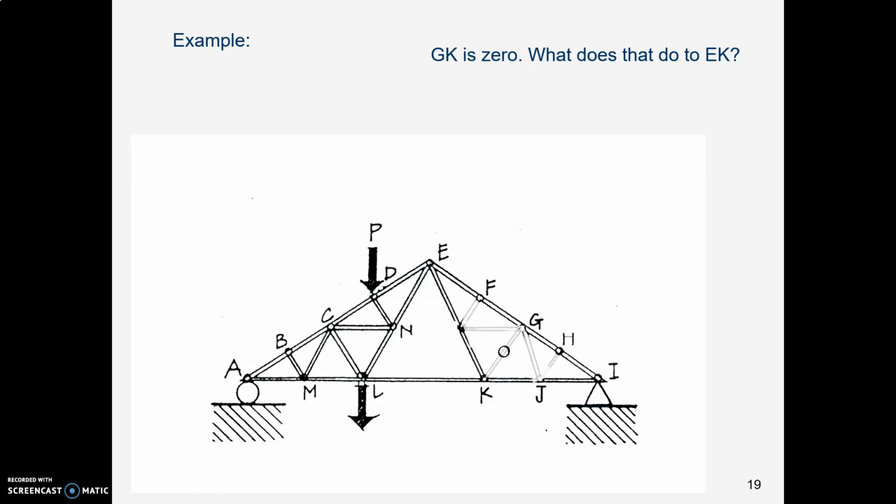All right, now what? All of this stuff inside here has turned out to be 0. What does that do to this bar, EK? Let's look at joint K. It's got 3 forces. 2 of them are in a line. EK must be 0. So look at that. The entire inside on the right side of the truss is not doing any work at all right now, which kind of makes sense because all the forces are over here on the left side of the truss at this moment.